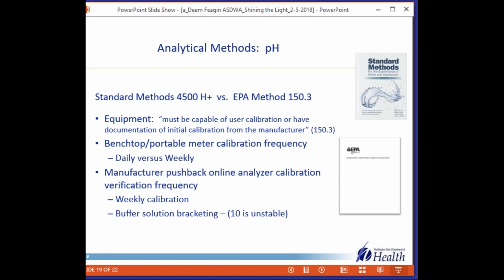The second one, the calibration frequency. Standard methods says daily, and method 150.3 says you can do weekly calibration with a daily single point verification, they call it. So I'm kind of squirming with that. Everything that I have learned from both standard methods and utilities and the manufacturers is telling me that you should be calibrating, bracketing the expected pH of the water, every day that you use the instrument.